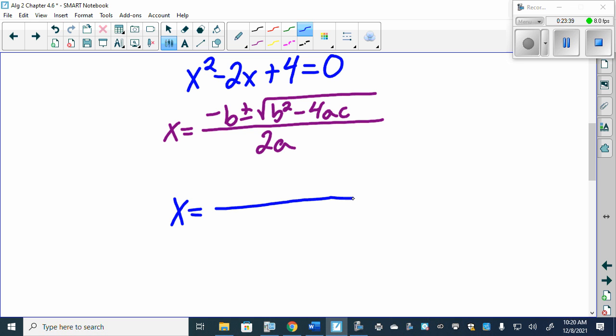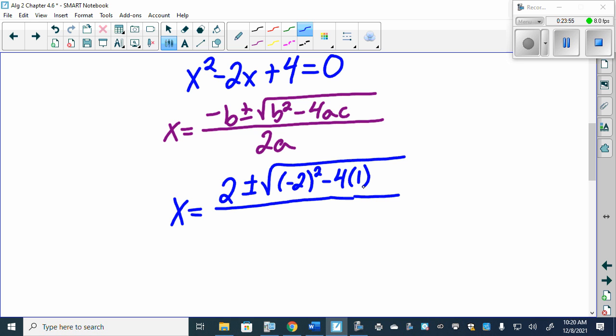Well, what's the value of b? So negative 2 is just plus or minus the square root of negative 2 squared minus 4. Well, a is 1 and c is 4, all over 2a. Well, a is 1, so 2 times 1 is 2.